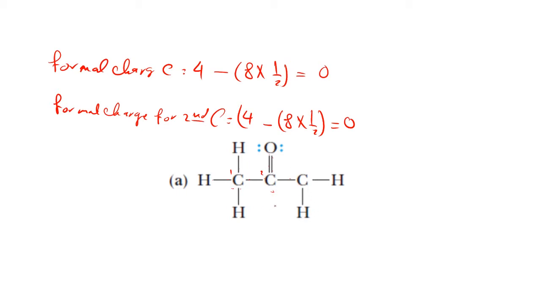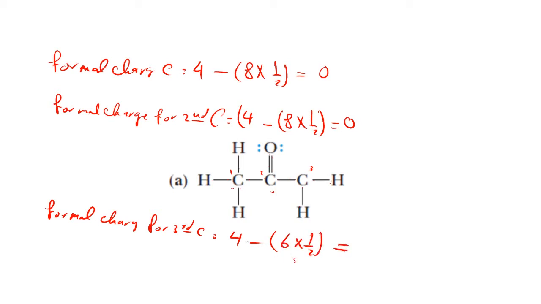If I look for the formal charge for the third carbon, it would be equal to the valence electrons, 4, and I don't have any unbonded electrons, but the number of bonded electrons is 1, 2, 3, 4, 5, 6. So I have 6 bonded electrons. I multiply them by half, which is equal to 3. So 4 minus 3 is equal to plus 1. This means I should write plus over the carbon.